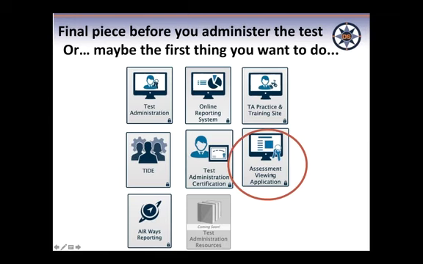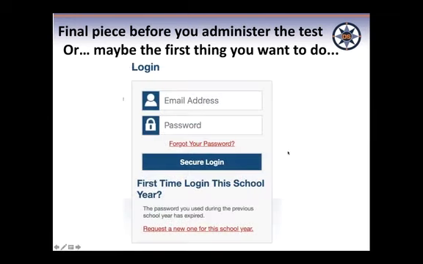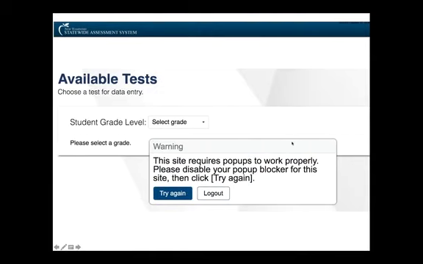This is the viewing assessment application. So you go in there. You have to log on. So you have to get your ID. You probably forgot your password. Every year you have to get a new password anyway. So if you haven't logged on to the system this year, you have to get a new password.